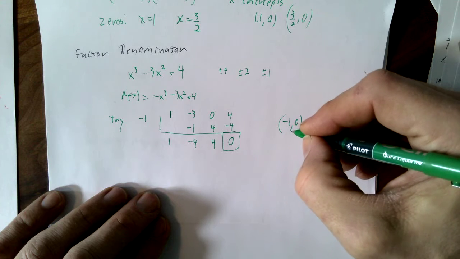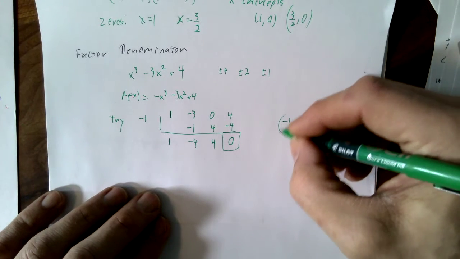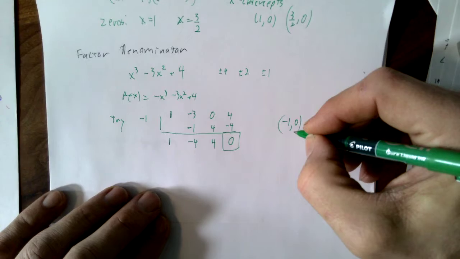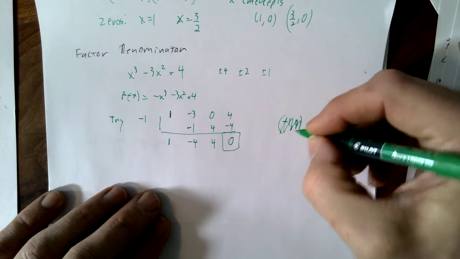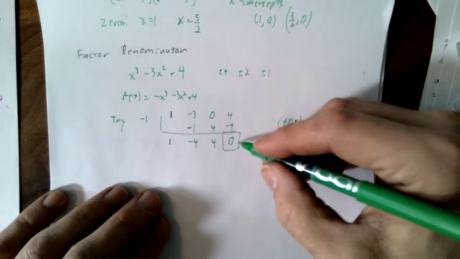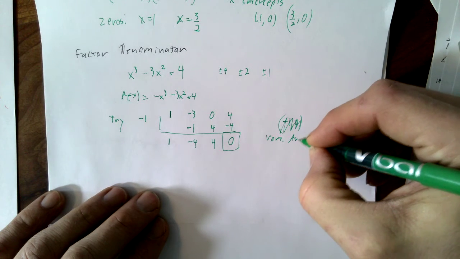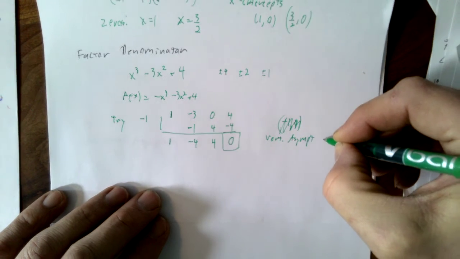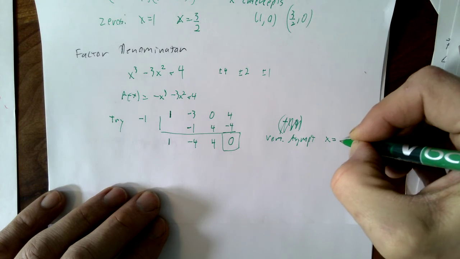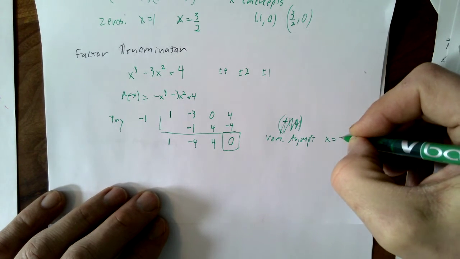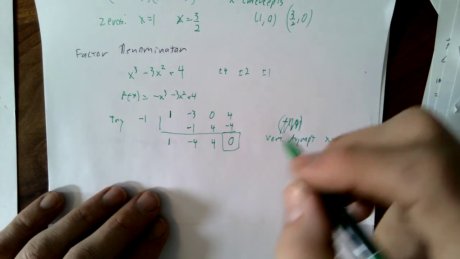That's not really an ordered pair for the function itself. I'm sorry, this is the denominator. So this is not a 0 of the function. This is a 0 of the denominator. That makes it a vertical asymptote at x equals -1. The factor would be x plus 1.